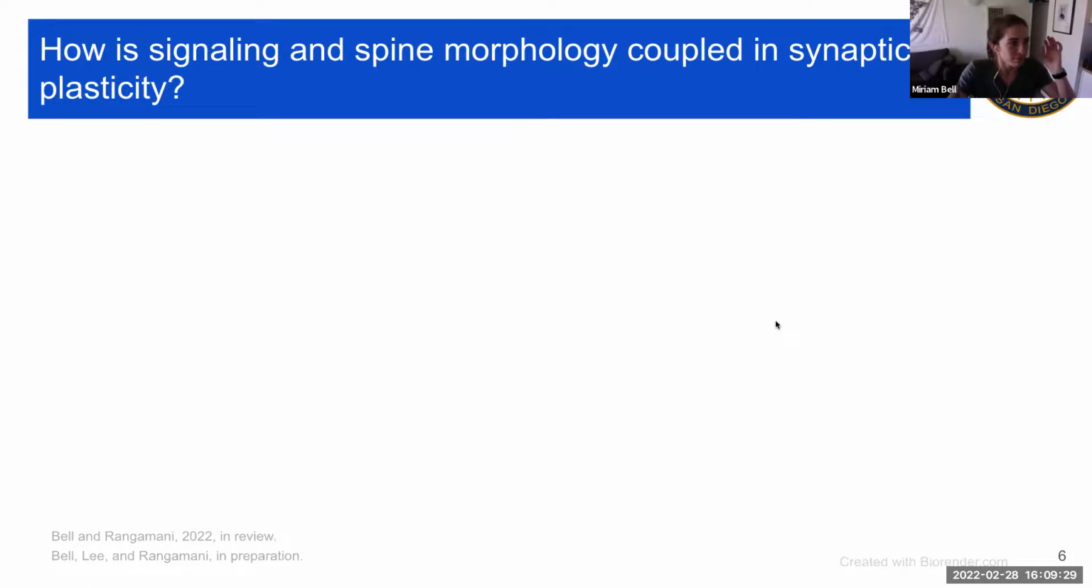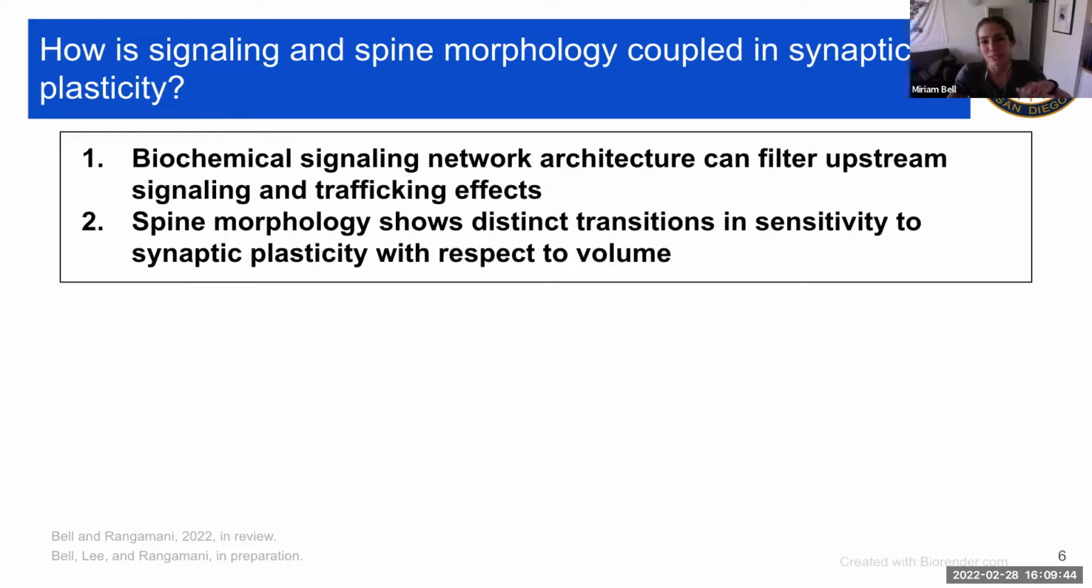So we sought to address the overall question of coupling between signaling and morphology by tackling the open questions that I just discussed. And I'm going to give you the two takeaways of this talk first to really try to drive them home. So the first takeaway is regarding the consequences of different CAMK2 signaling networks that could underlie synaptic plasticity. We found that network architecture could filter upstream signaling and trafficking effects, including that of model stimulus and initial condition effects. And second, we investigated how the morphology of dendritic spines influences signaling, and we found that spine morphology showed volume-dependent sensitivity to changes in bound AMPA steady state, which held across both idealized and realistic spine morphologies.